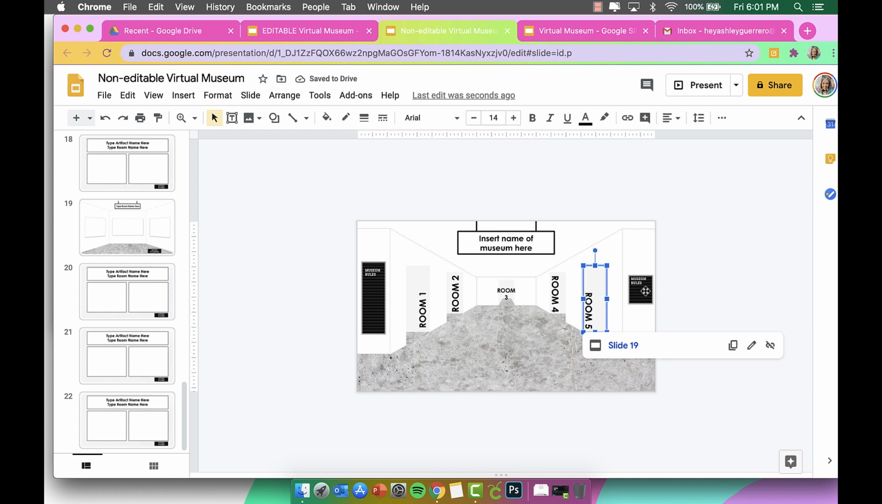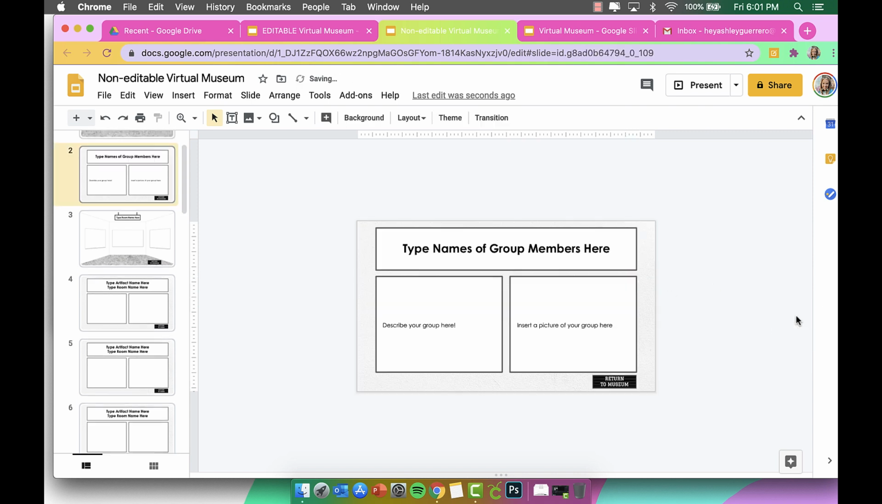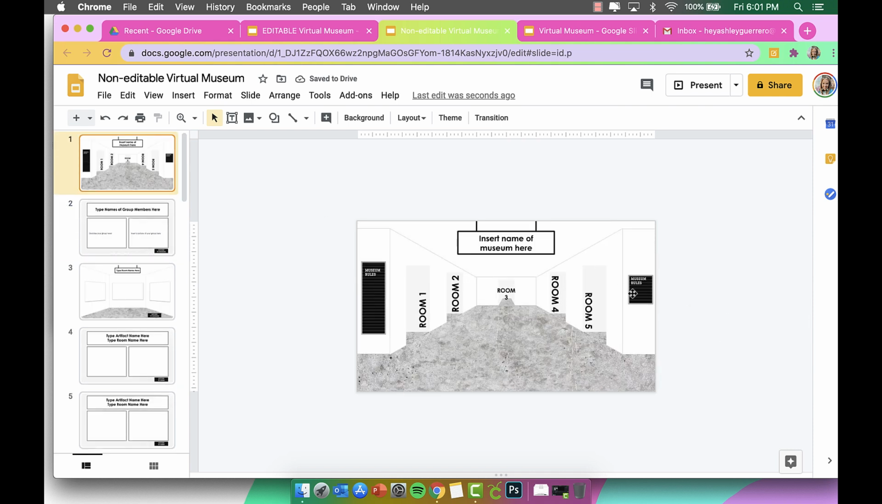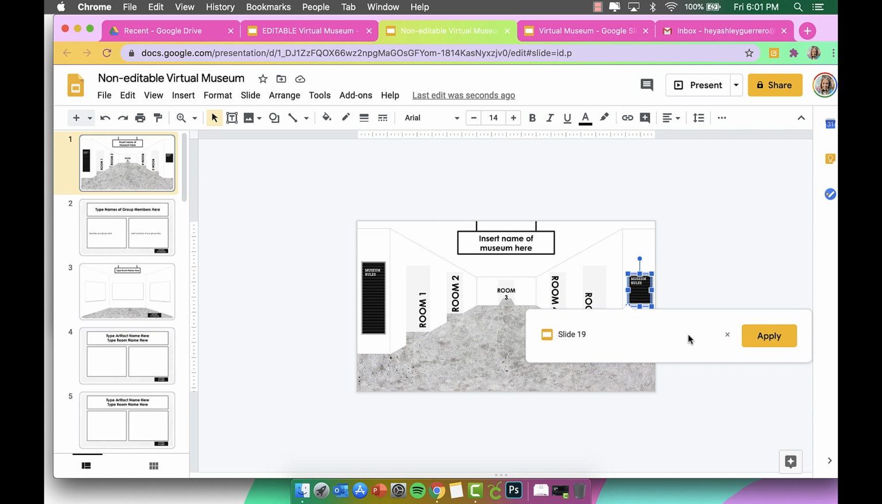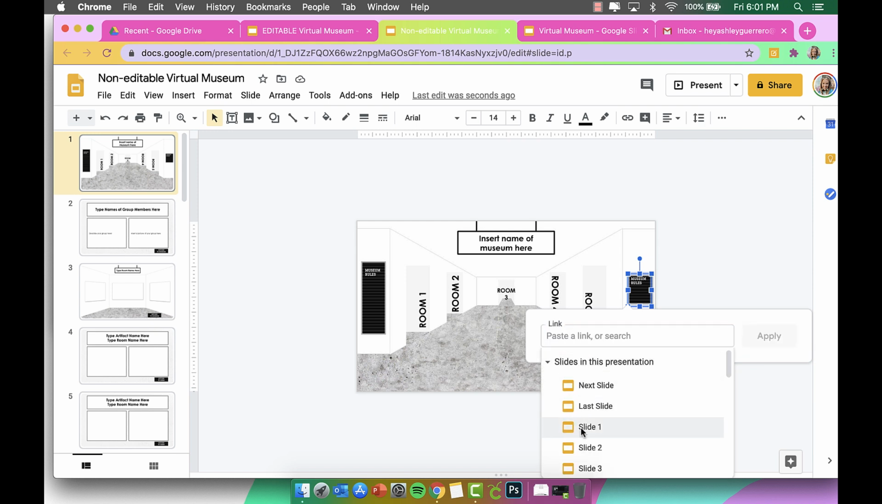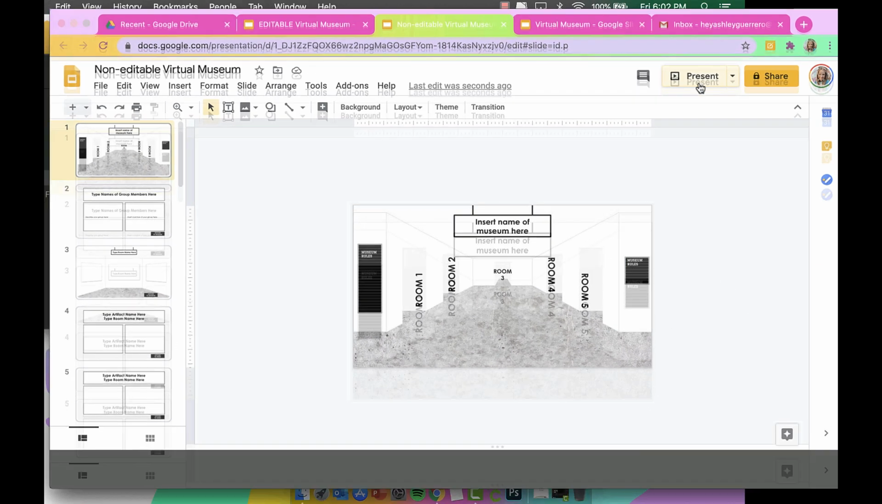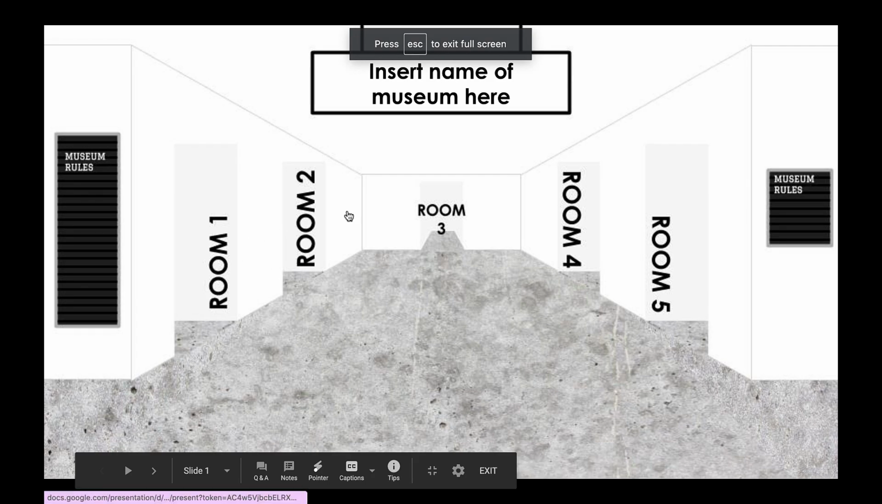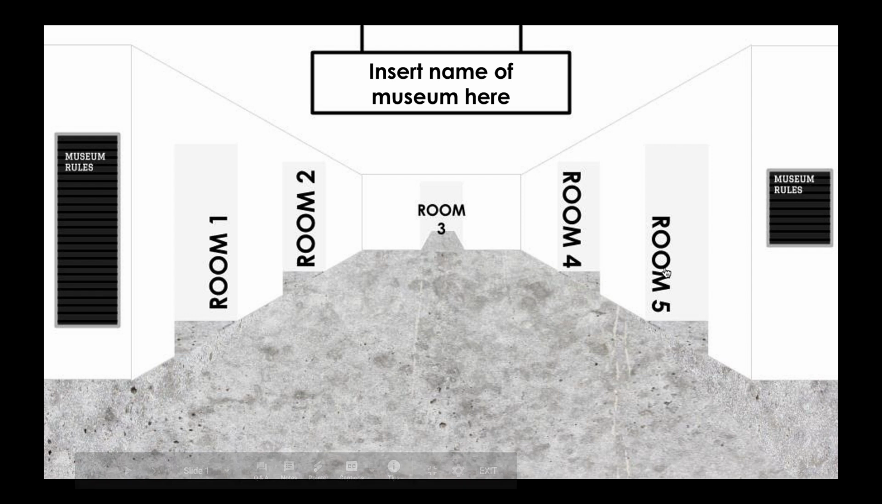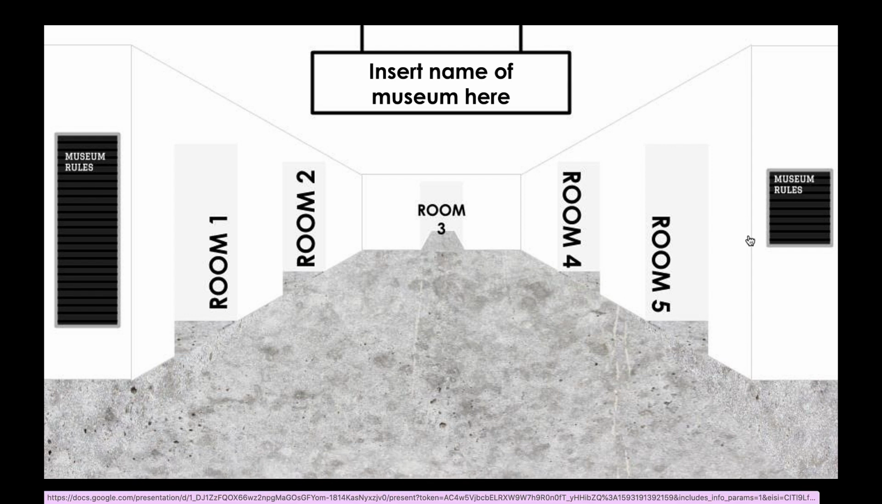All right, then you'll also want to make sure you link to your offices, even though this says museum rules over here. Let me go back over here. Click on it, we're going to edit, and this is going to go to slide 2. Click apply. All right, so now everything inside of this room is hyperlinked. You can see room 1, 2, 3, 4, and 5 all change to a finger, which means it is a clickable link now, as well as this says museum rules, but on the original template I created, I named it offices.